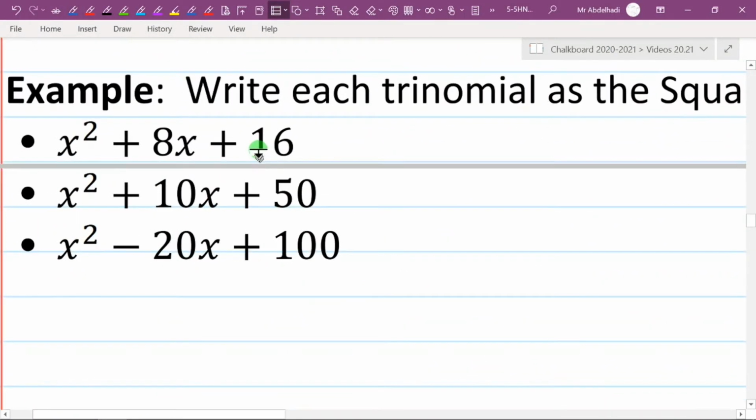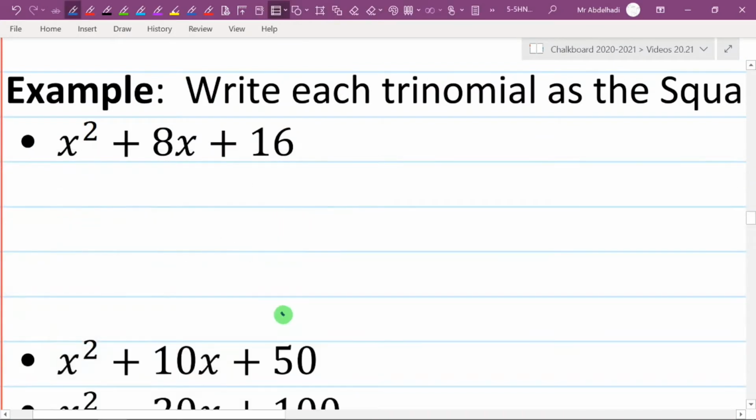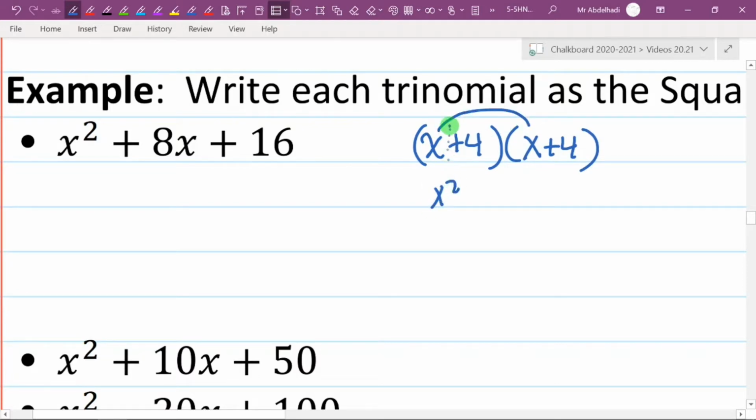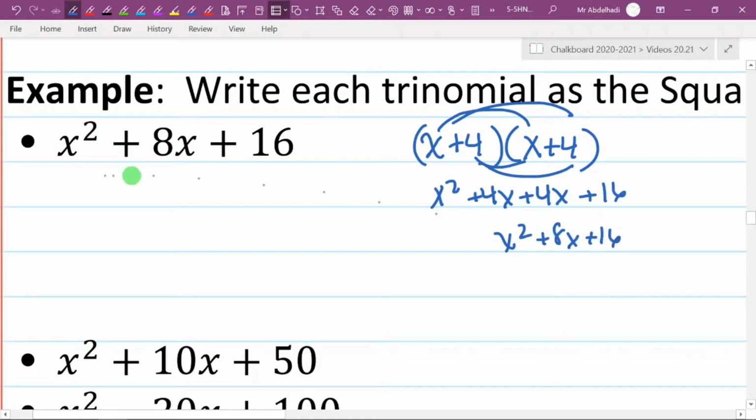Okay, the first one. Is this trinomial the square of a binomial? And the answer is, yeah, it is. It's actually x plus 4 times x plus 4. And I'll prove it to you. X times x is x squared. X times 4 is 4x. 4 times x is another 4x. And 4 times 4 is 16. And when you combine like terms, you get x squared plus 8x plus 16, which is right here.